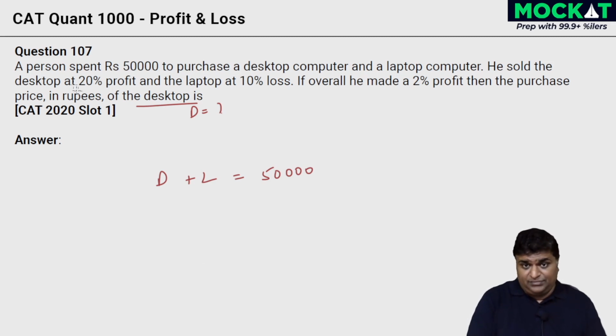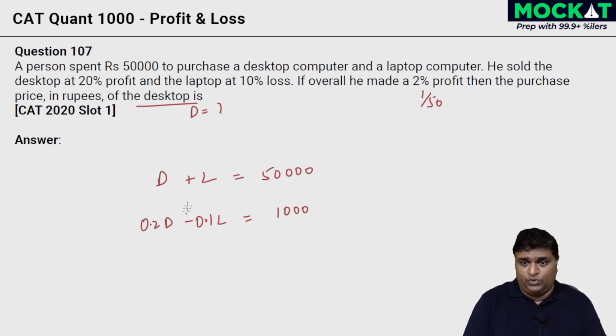He sold the desktop at a 20% profit. 20% is 0.2 D. Laptop at a loss of 10%, minus 0.1 L equals 2% profit. Overall was a 2% profit. 2% of 50,000. 2% is nothing but 1 by 50. 1 by 50 of 50,000 is nothing but 1,000. 2% of the total cost price.